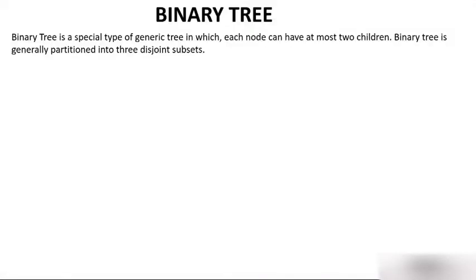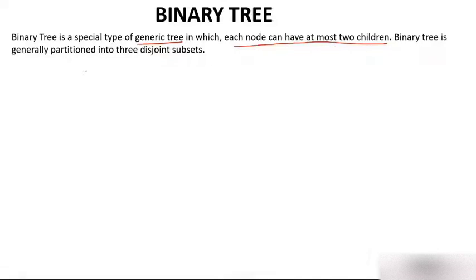Let's start. What is binary? As the name suggests, binary, what are binary numbers? Binary numbers are 0 and 1. So something which is binary means 2. There are two values. So what is binary tree? Binary tree is a special type of generic tree in which each node can have at most two children. That is, a node cannot have more than two children.